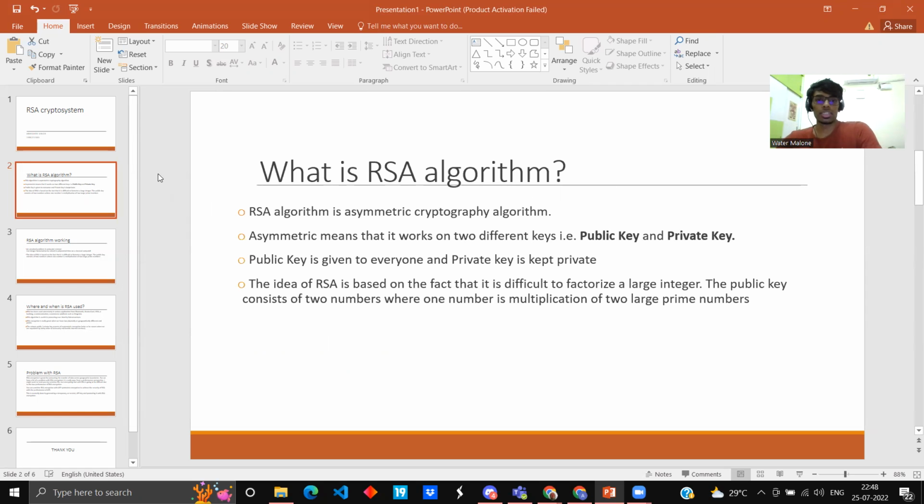So what is the RSA algorithm? The RSA algorithm is a type of asymmetric cryptography algorithm. Asymmetric basically means that this type of cryptography has two types of keys. They're called private keys and public keys. As you can tell from the name, the private key is something that is kept in the possession of the person that creates it, only with him, and the public key is something that is shared with everyone.